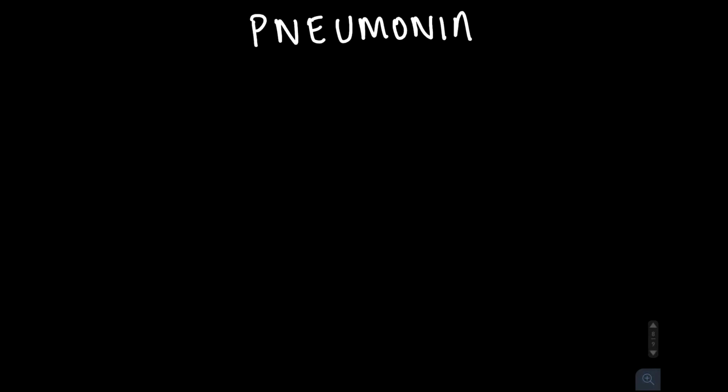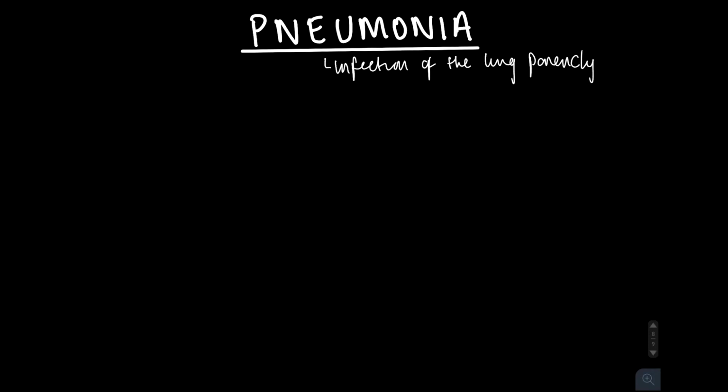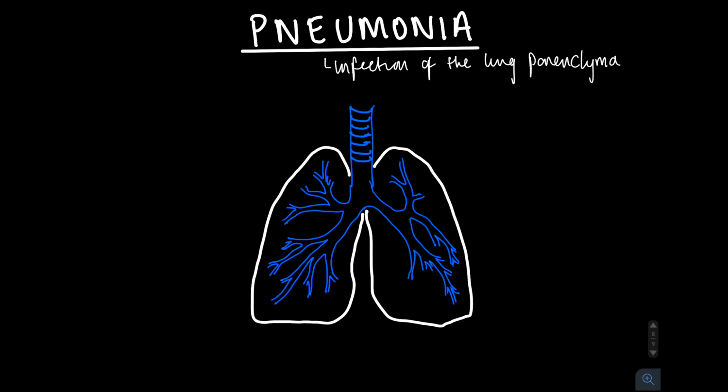So what is pneumonia? Pneumonia essentially means it is an infection of the lung parenchyma, and parenchyma essentially means tissue. So let's think of it as an infection of the lungs. If we bring up a diagram, such as these pair of lungs here, let's talk about the normal physiology.